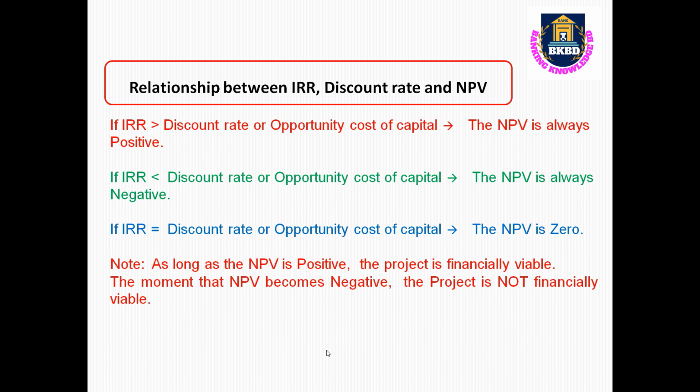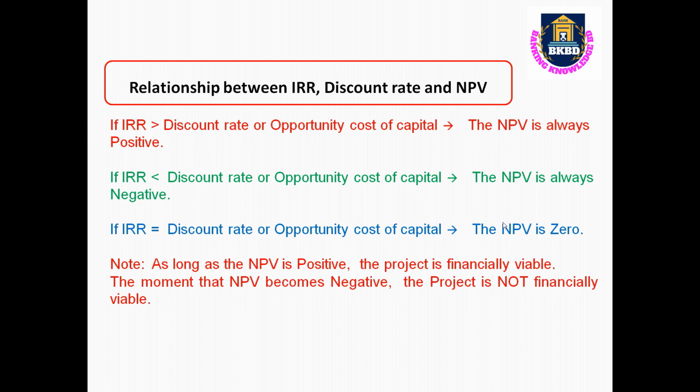Now the relationship between IRR, discount rate and NPV. If IRR is greater than the discount rate or opportunity cost of capital, then NPV is always positive. If IRR is less than the discount rate or opportunity cost of capital, then NPV is always negative. If IRR equals the discount rate or opportunity cost of capital, the NPV is 0.